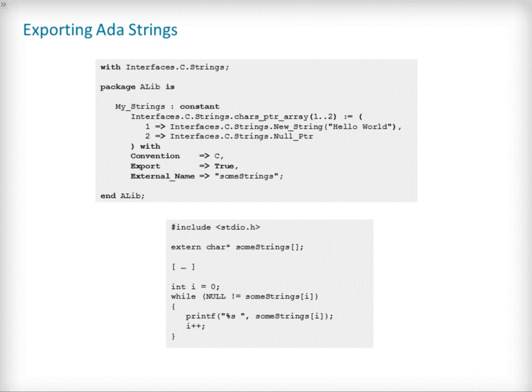Exporting Ada strings to C main programs can be made simpler by using the Interfaces.C.Strings package. In this code example, we see a set of constant Ada strings being declared using types from Interfaces.C.Strings. The data structure is exported using the C convention as the externally named entity sum_strings. The C main program is able to access the array of strings and iterate through them, printing them out until it finds a null pointer. Please note the use of the null_ptr constant from Interfaces.C.Strings.